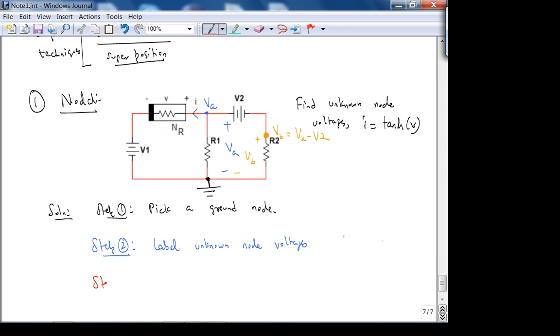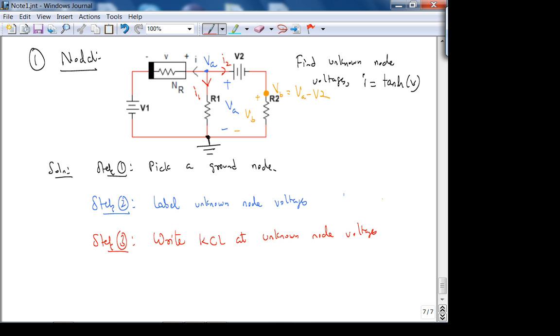Okay. Step three of nodal analysis is write KCL at unknown node voltages. So for KCL, we need currents. So let's call this I1. Let's call this I2. This is already I. So I plus I1 plus I2 is equal to 0. And you can pick one of the currents going in, doesn't matter.